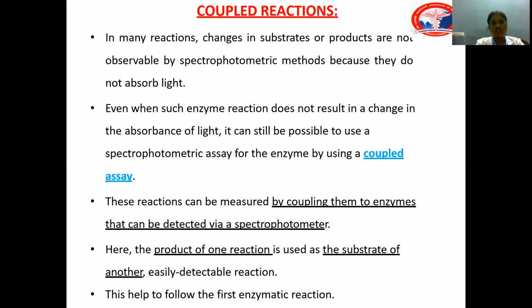What are coupled reactions? In many reactions, changes in substrates or products cannot be easily observed by spectrophotometric methods because they do not absorb light. In such a case, where an enzymatic reaction does not result in a change in absorbance of light, we can still use a spectrophotometric assay for the enzyme by using a coupled assay. Here, the reactions which cannot be measured directly can be coupled to enzymes that can be detected via spectrophotometer. So the product of the reaction which needs to be measured can be used as substrate of another easily detectable reaction.